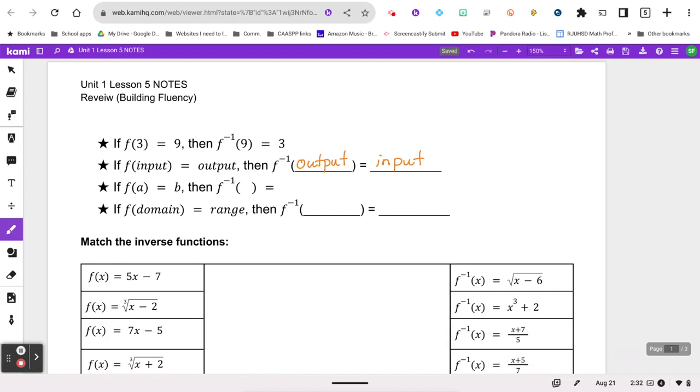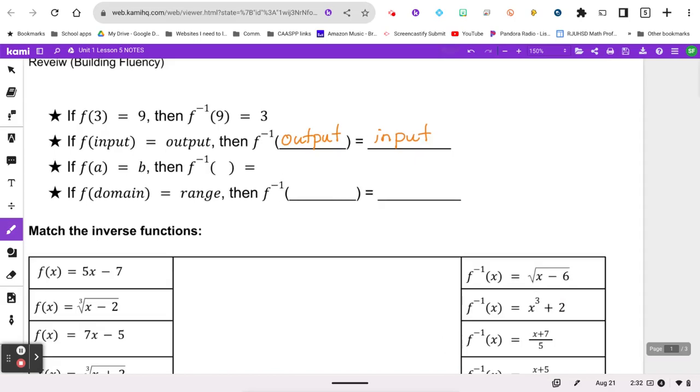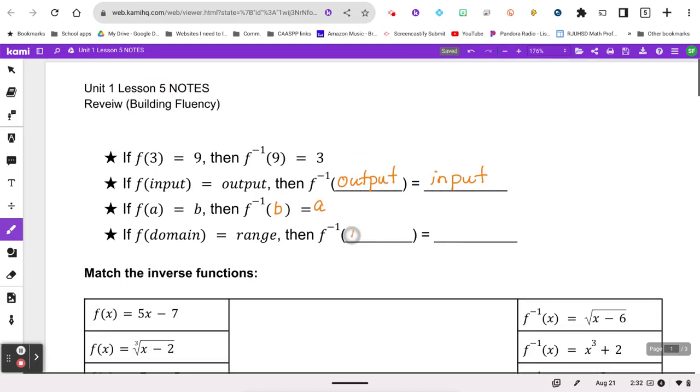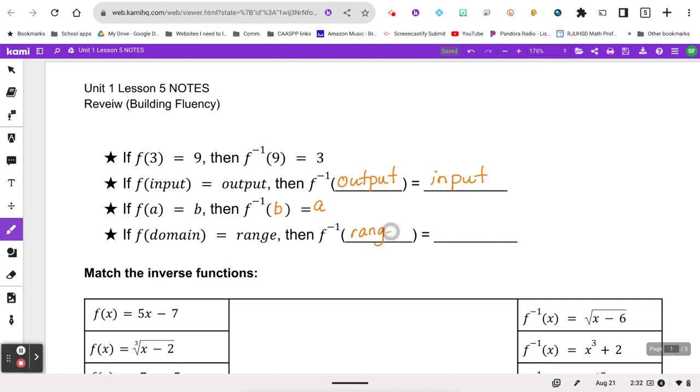So for our next one, if f of a equals b, then the inverse of b is going to be a. And if f of domain equals the range, then the inverse of the range is the domain. And we actually did that a few times in previous ones.